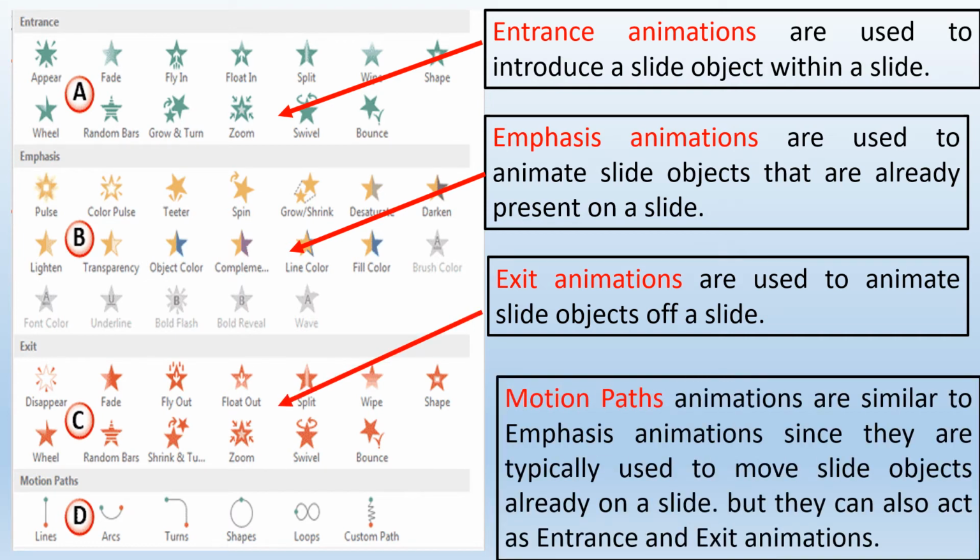And the next one is motion paths. So we can give a path to our objects. We can decide which path this object has to move along within the slides. We can customize the path. So for this we use motion path.